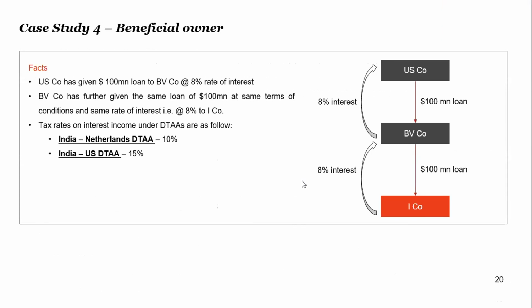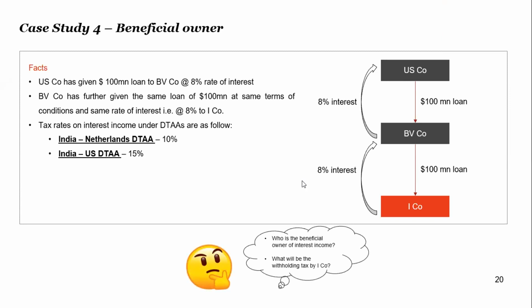Here, what we are saying is that the US is the ultimate holding company, which has given a loan of $100 million to an intermediate holding company in Netherlands. And there is a back-to-back arrangement where that Netherlands holding company gives a loan to the operating company in India. Now, the rate of interest as well as all the terms and conditions between the loan provided by the USCO to the BBCO and between the BBCO and the ICO are exactly identical. So in such situations, can we say that BBCO is not the beneficial owner of this interest and the US company is the ultimate beneficial owner of this interest?